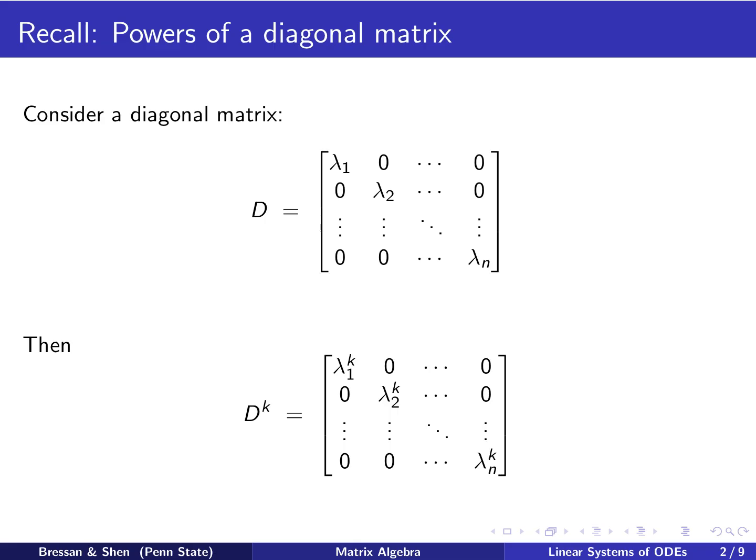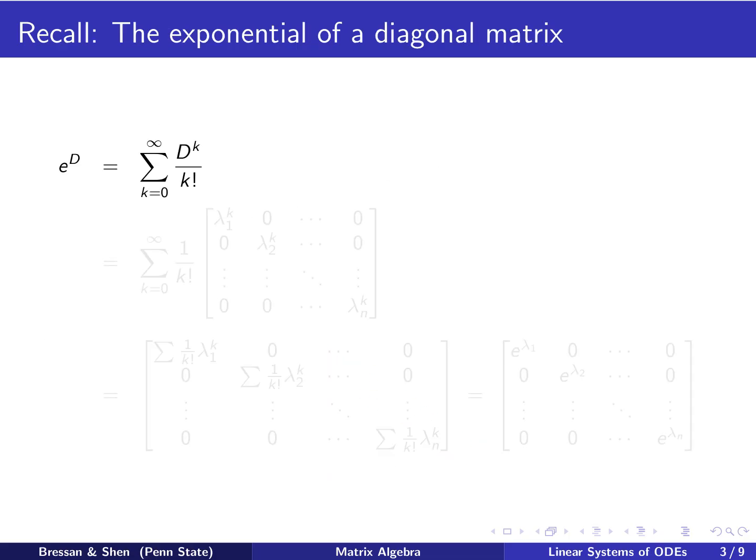Let's do a very quick review of the powers of a diagonal matrix. Given a diagonal matrix D with the diagonals, D to the power K is also a diagonal matrix with the powers of the original diagonals on the diagonal. And using that, we can find the exponential of a diagonal matrix by using the Taylor formula.